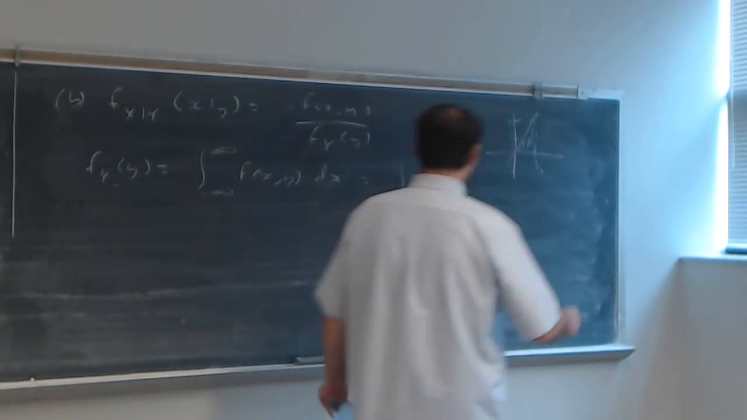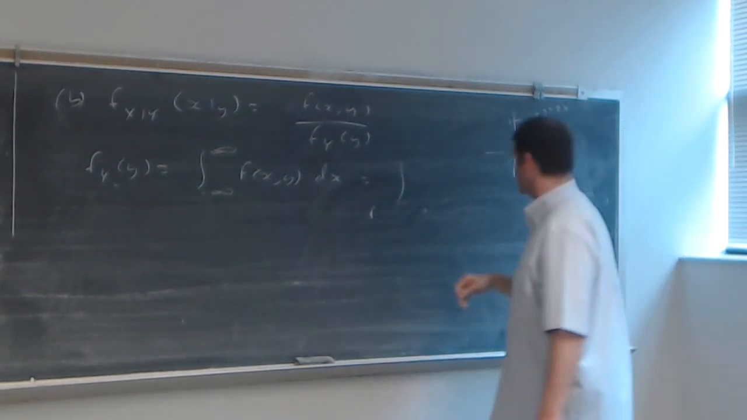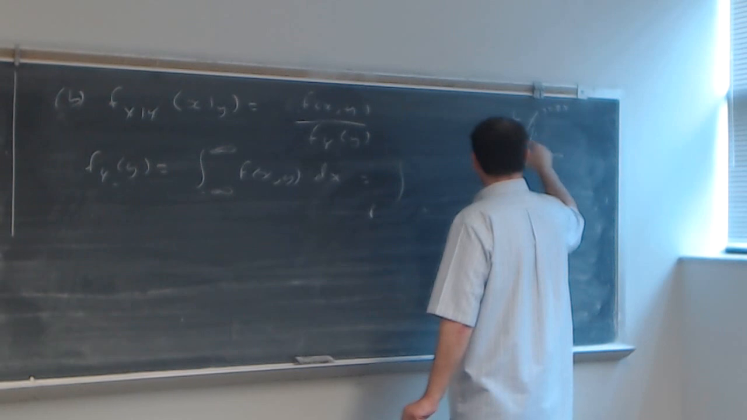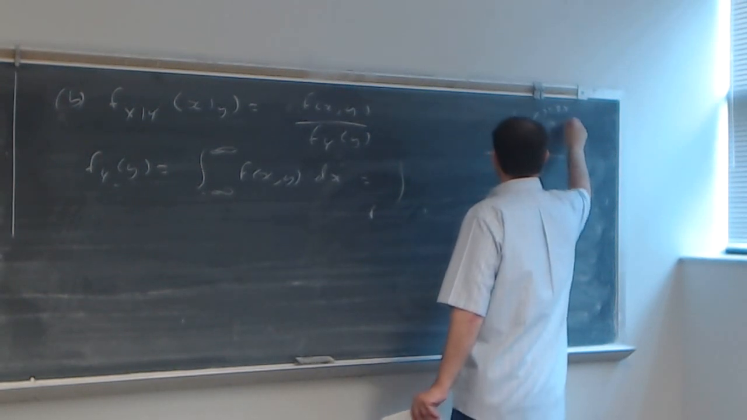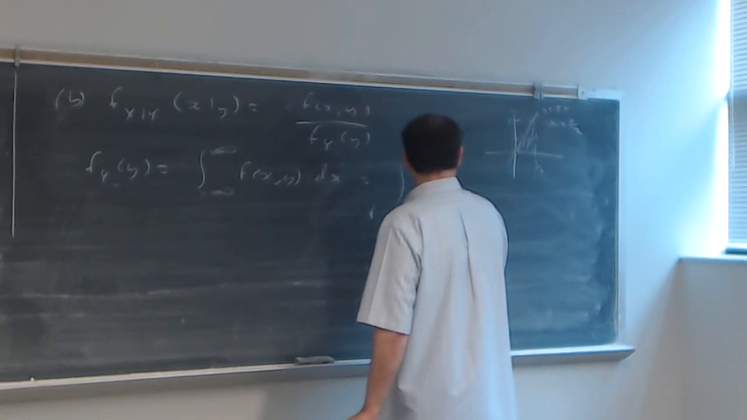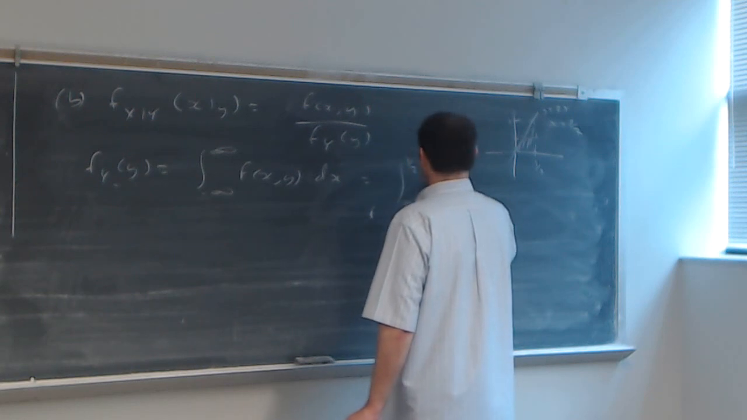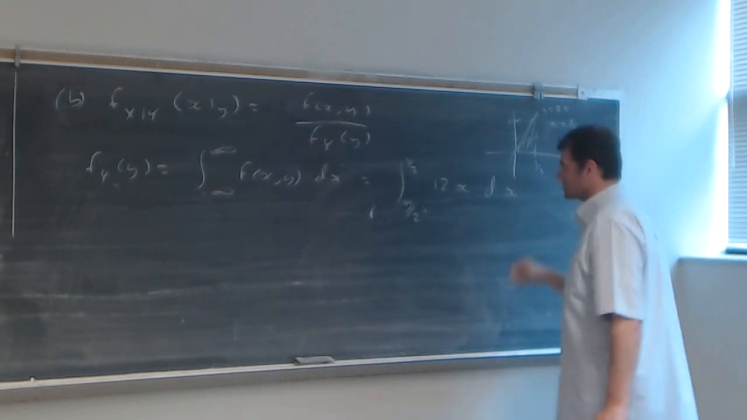Okay. So here, this line is y equal to 2x. We're integrating this over this lower half. And so for a fixed y, the x values run from here to there. So this has x equal to y over 2. So the lower x value is y over 2, and the upper x value is a half. And this is going to be, remember, 12x. So here it is dx.